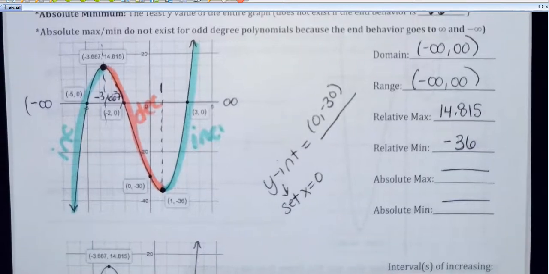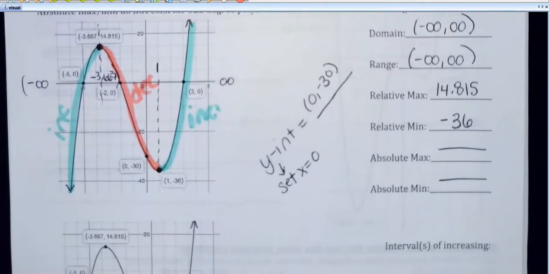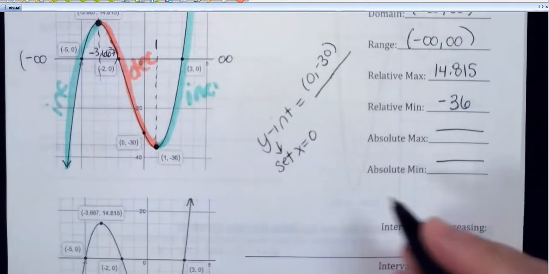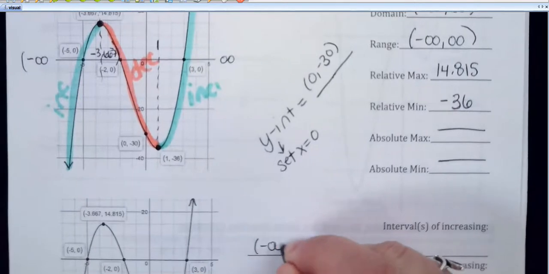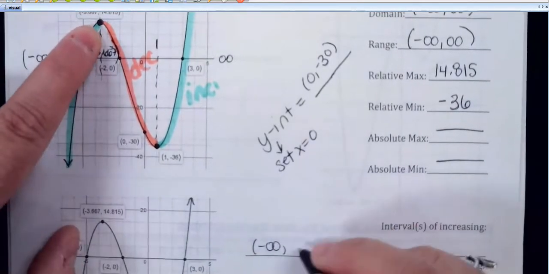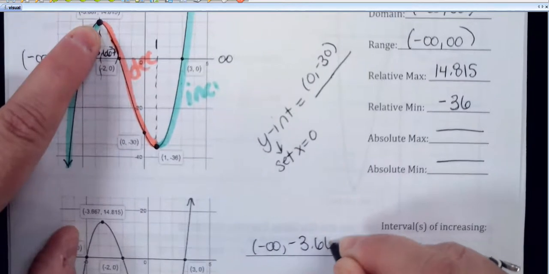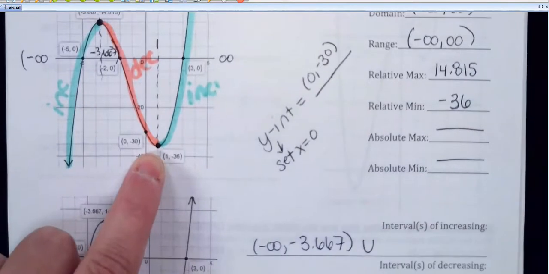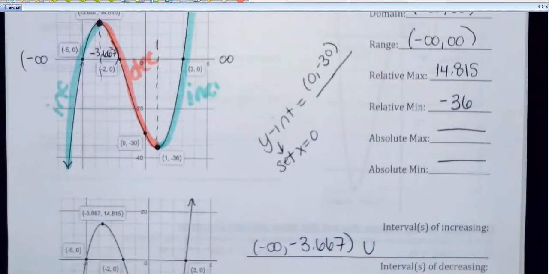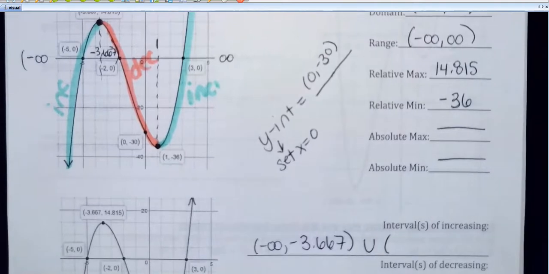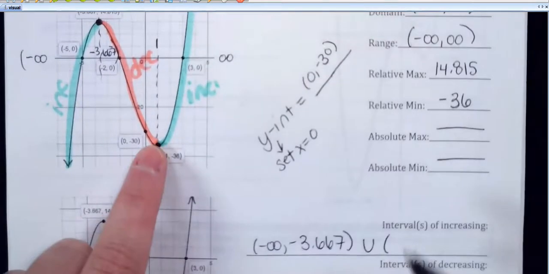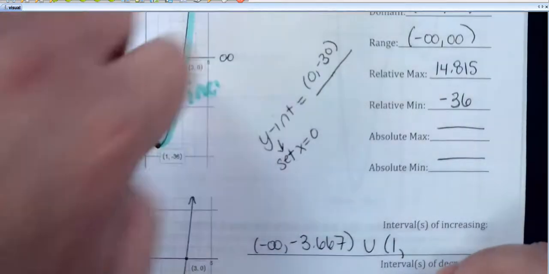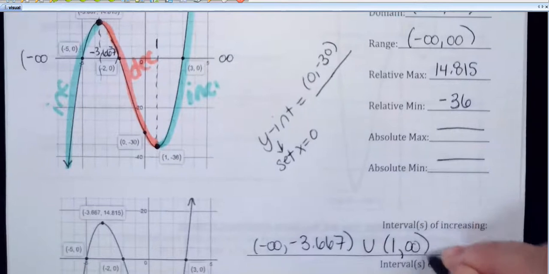So I'm going to have 3 different intervals. Let me see if I can scooch this up and try and get it on the page. Okay, so I am increasing from negative infinity until I get to this x value, this negative 3.667. And I have another increasing interval. If you guys remember, you just put a little union symbol. It means both of these intervals are increasing. And these are all parentheses. I start increasing again at the x value of 1. And then as I go to the right forever to positive infinity, the rest of the graph is increasing.